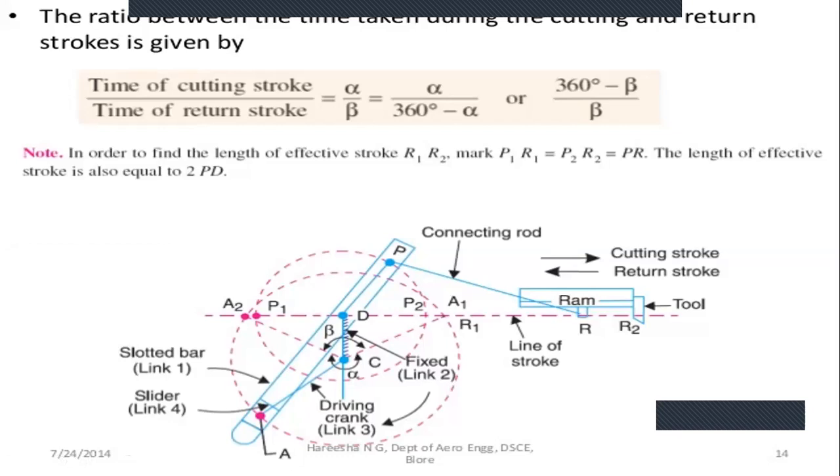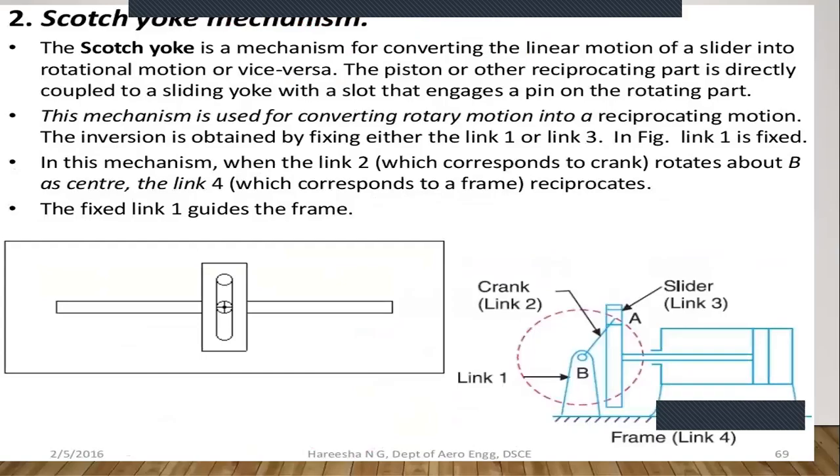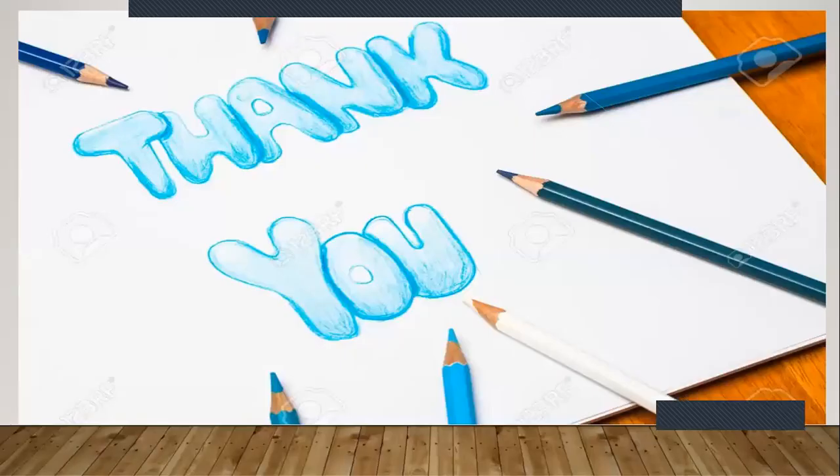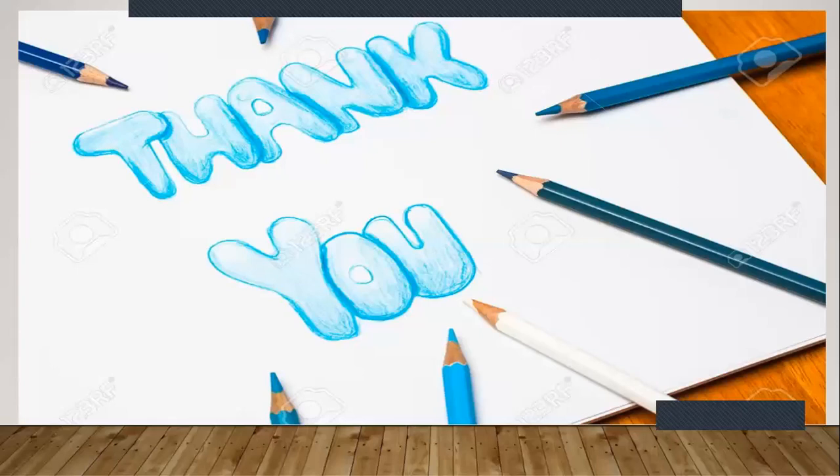In the next class, we are going to see the double slider crank chain, that is the elliptical trammel, Scotch yoke mechanism, and Oldham's coupling. Thank you.